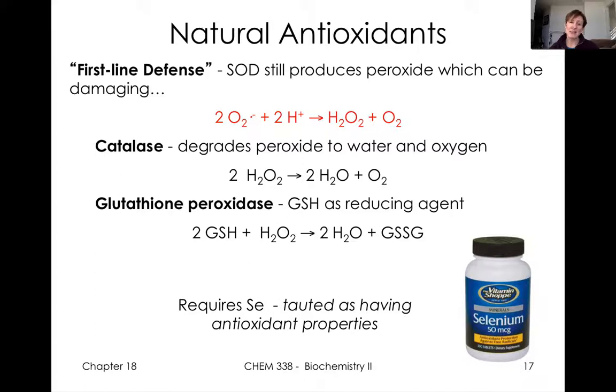So that's it for electron transport and oxidative phosphorylation. We'll have some neat case studies that we can look at that show some applications of this in some really neat settings.